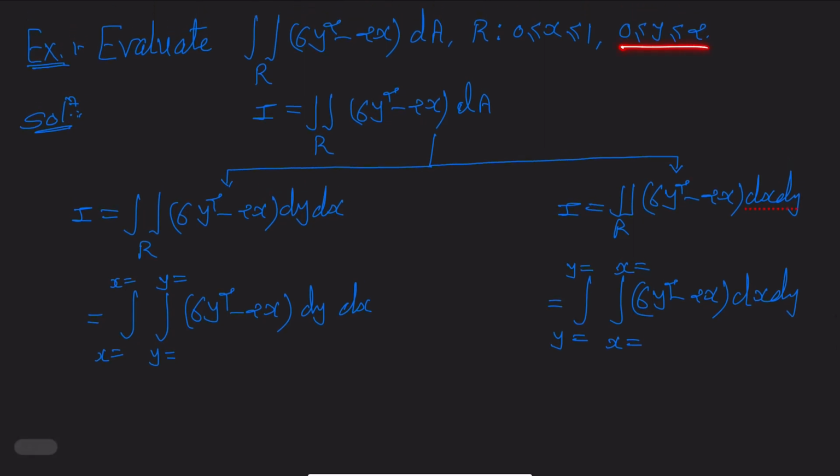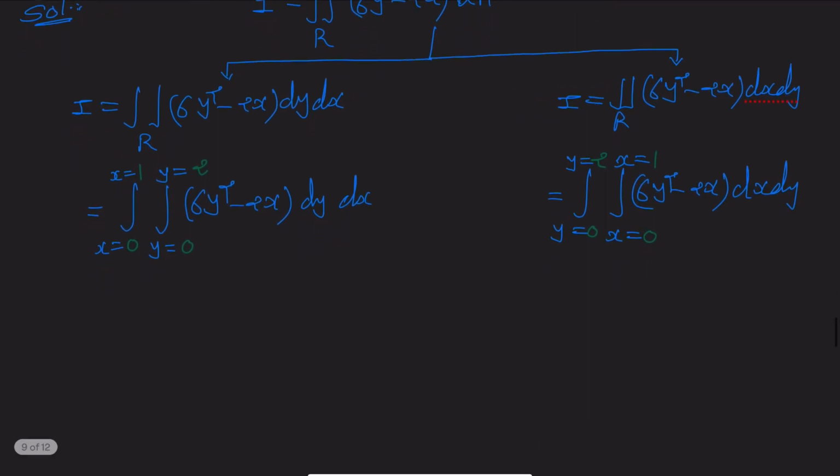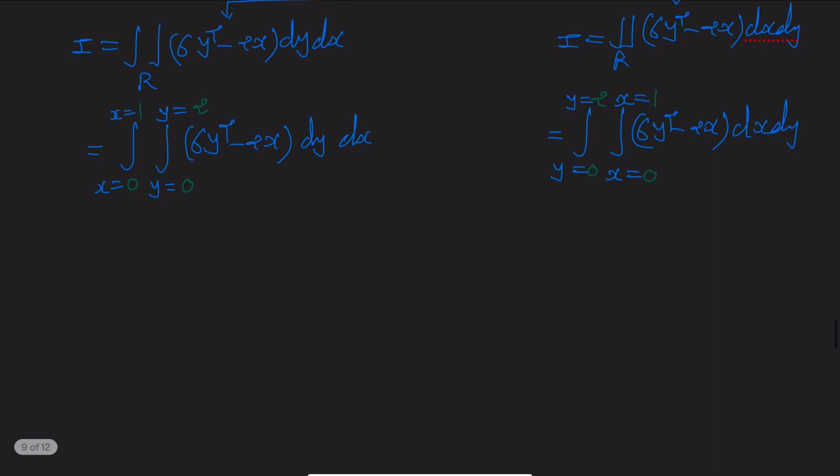Now which are the values of y and x? Here y is from 0 to 2, so I am writing y is equal to 0 to y is equal to 2. Same way, y is equal to 0 to 2, and x is given 0 to 1, so I am writing x is equal to 0 to 1 and x is equal to 0 to 1. Right. Now let us integrate both the quantities.